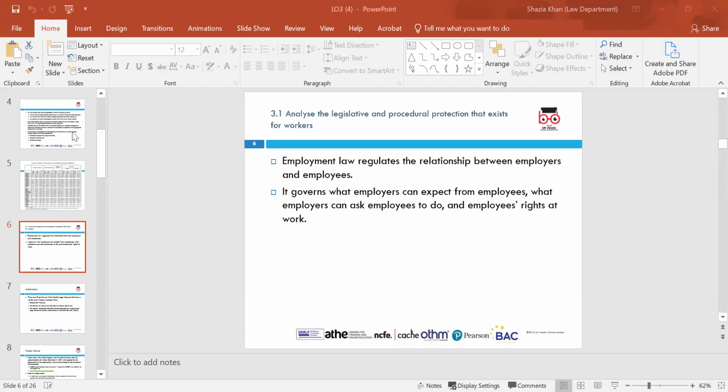So we're looking at 3.1 now, which is to analyse the legislative and procedural protection that exists for workers. All workers are protected under the Employment Rights Act 1996, as amended, against suffering any harm because of any reasonable actions they take on health and safety grounds.